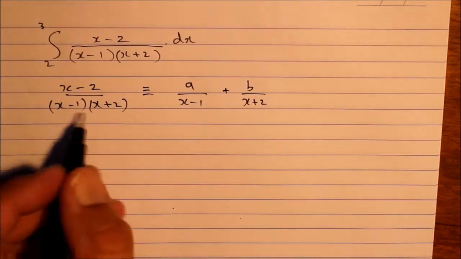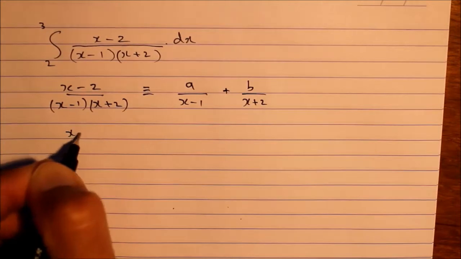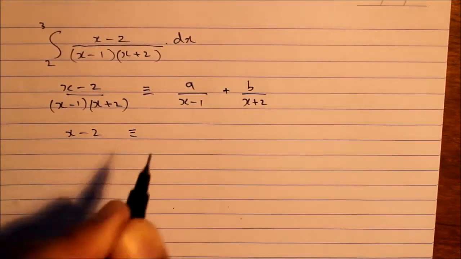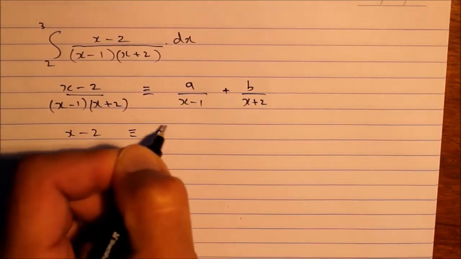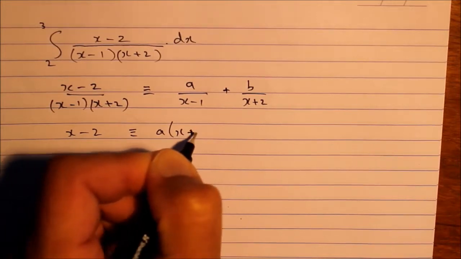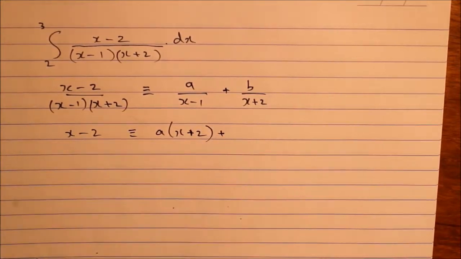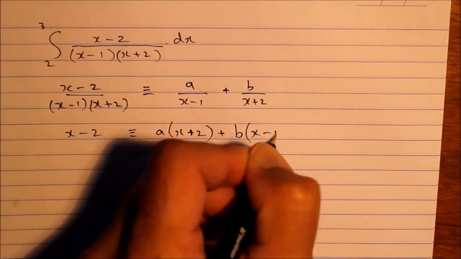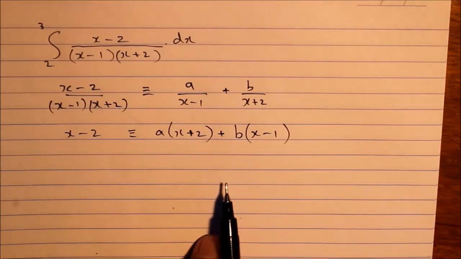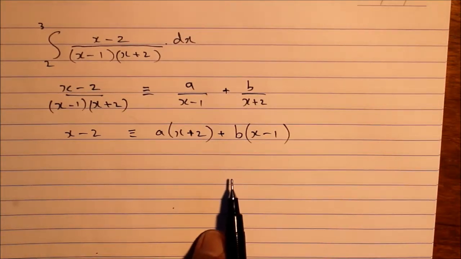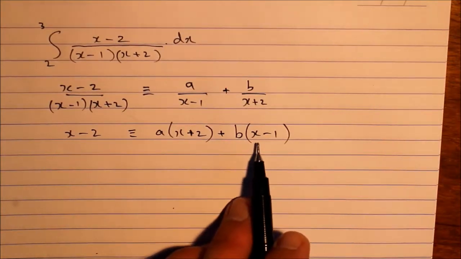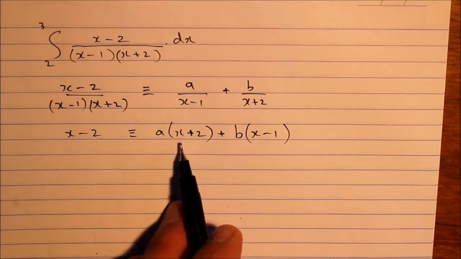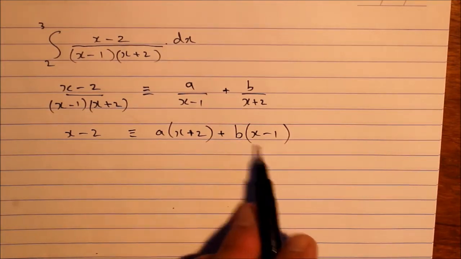Alright, so multiply both sides by the denominator. You get x minus 2 is always equal to a over x plus 2 plus b over x minus 1. Okay, now there's two ways to do this. Probably the easiest way is just to sub in values which kill off some of these terms, so you put negative 2 in here and that'll get rid of that term, or you put 1 in.